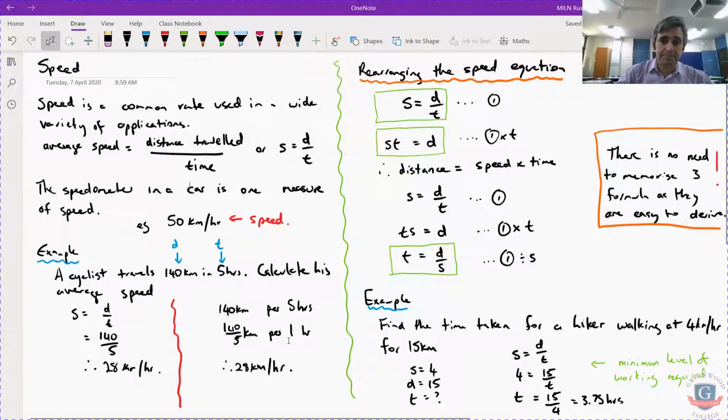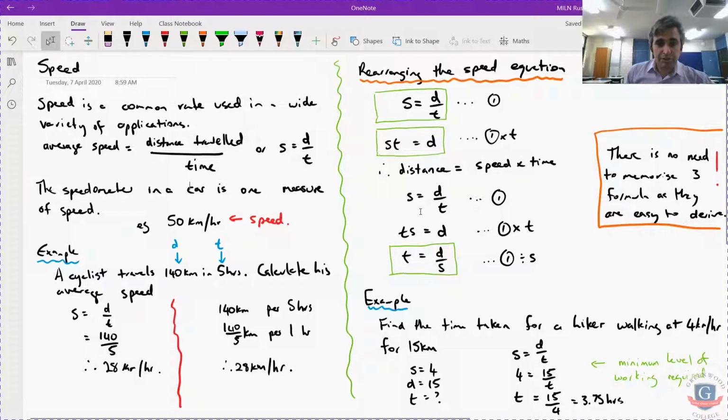Now, if we're looking at rearranging the formula so that we can't just find out speed, we could also find out distance and time. We can do some algebraic manipulation. With this, if I multiply both sides by t, I end up with this expression, and that would be distance equals speed times time. So if I want to know the distance and I know the speed and the time, it's quite easy, just multiply them together. And there it is written here.